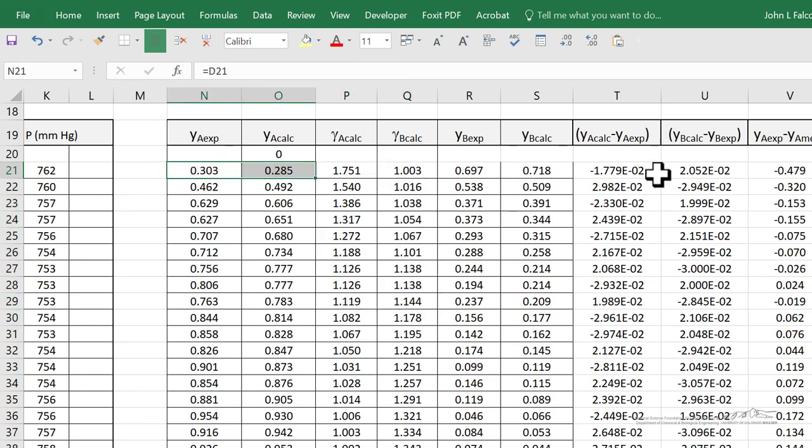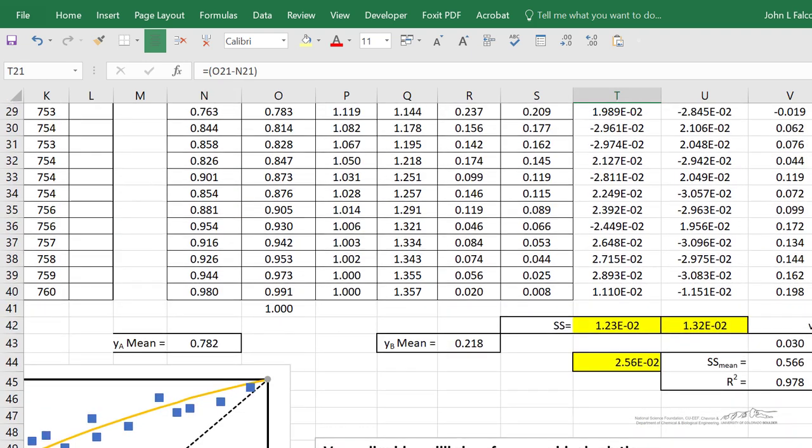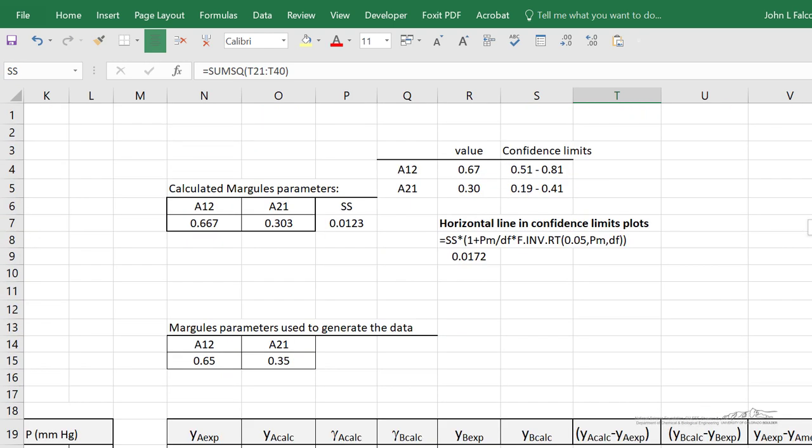We compare this difference, and that's what we then minimize, the sum of the squares. So for the sum of the squares, we name this cell SS. We're going to minimize that by varying the value of the two parameters. These are the values we're going to end up fitting using Solver. These are the values that were used to generate the data. So we generated data, added noise into it. That's where we got the gas phase mole fraction measurements.